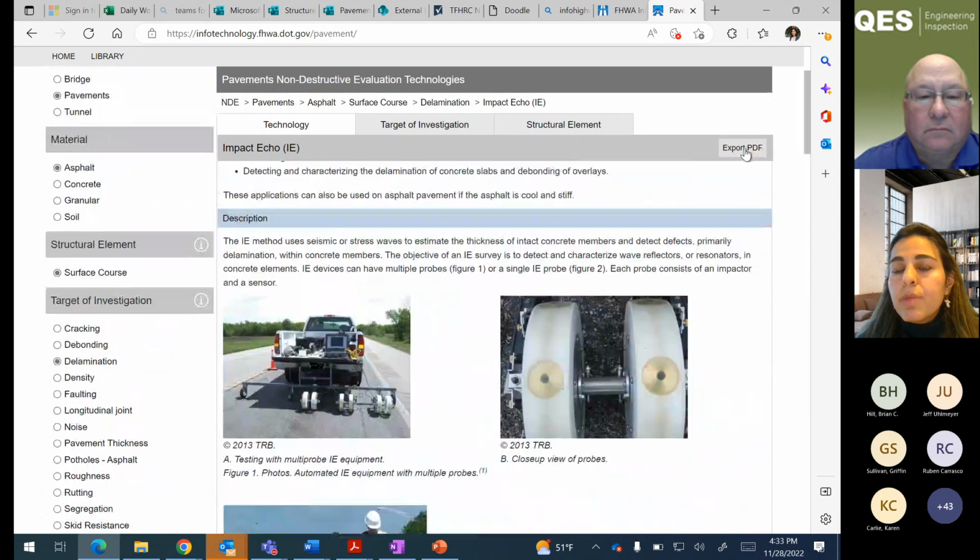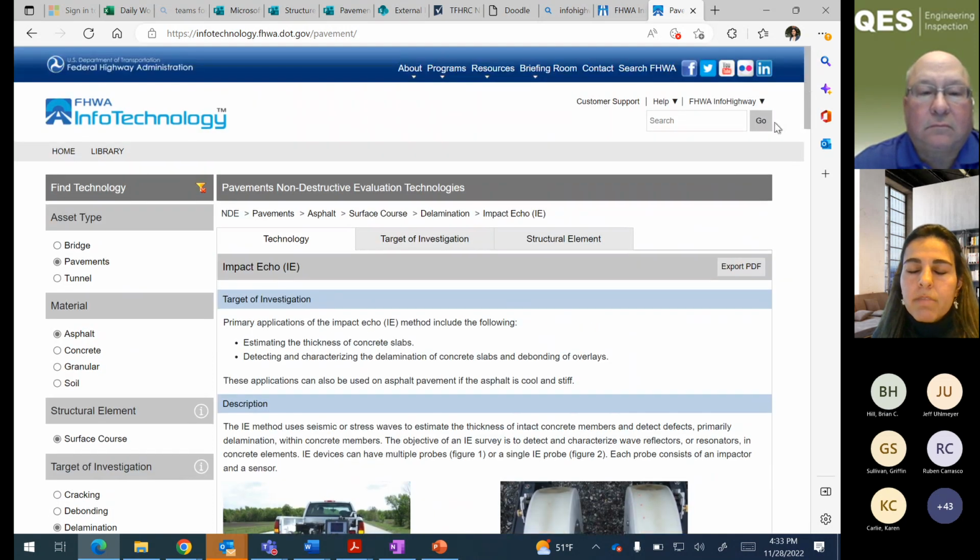If you want to just save this information on your machine and refer to it later, you can export it as PDF so that you can have a PDF version of all the technologies that you select here. This is a user-friendly, very practical feature of the website to save the information that you want to refer to later.